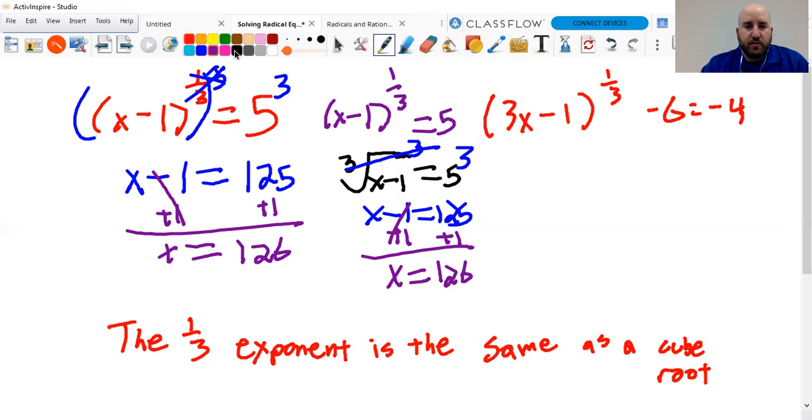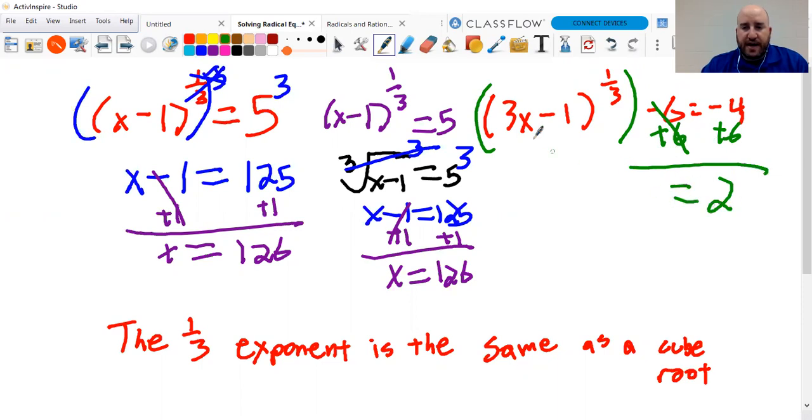This one, want to get 3x minus 1 to the 1/3 power by itself. That's the bell, so I need to go ahead and finish up. Got to get rid of the -6. Add 6 to both sides. It's going to give me +2 on the right.